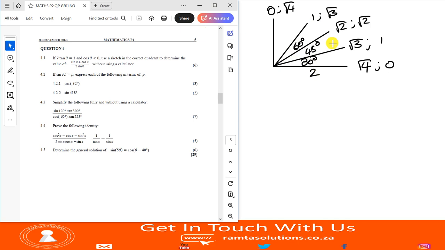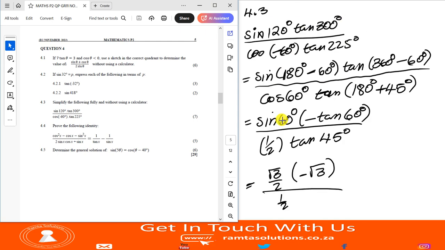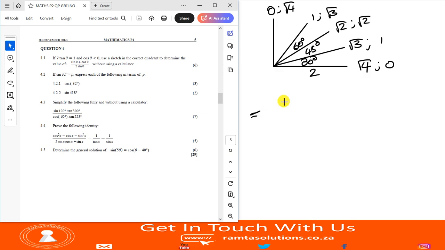Now we have tan 45. Tan is y over x, root 2 over root 2. That is y. Okay, so this is y. Okay? Perfect. Now, further simplification of this, root 3 times negative root 3 will be negative 3. So this is negative 3 over 2 all over half. So let's do that. What is our answer? Our answer is simply 3.